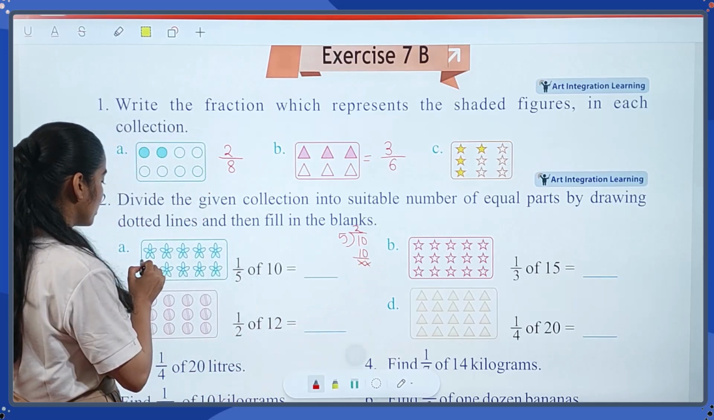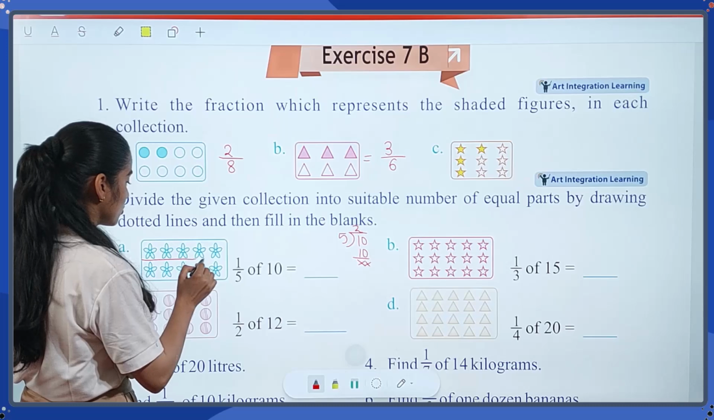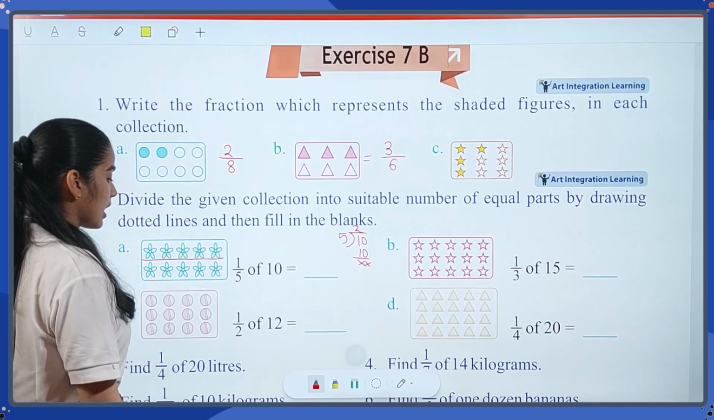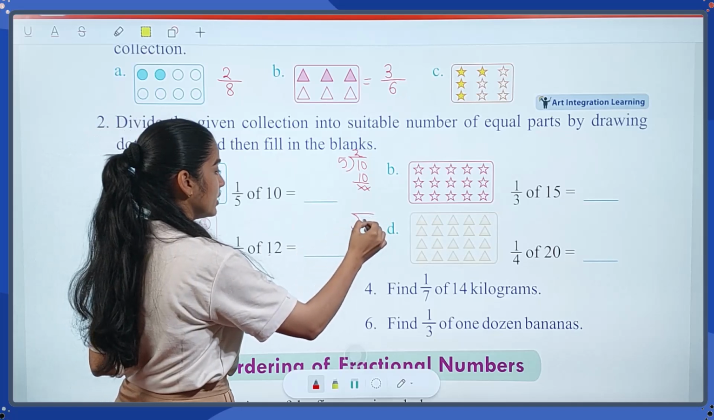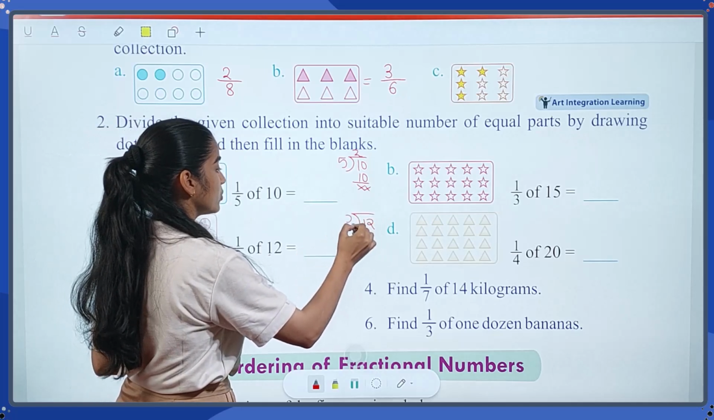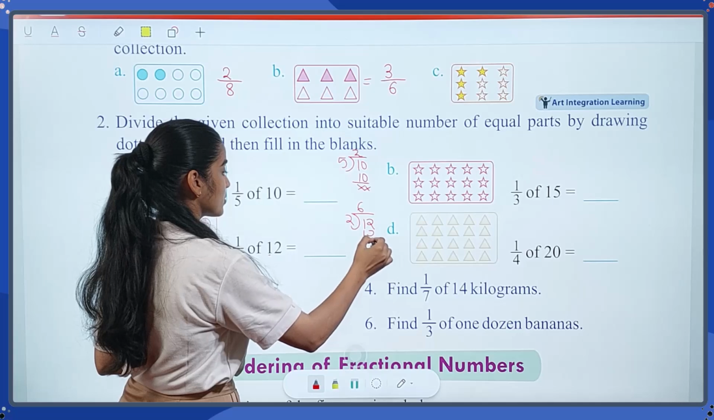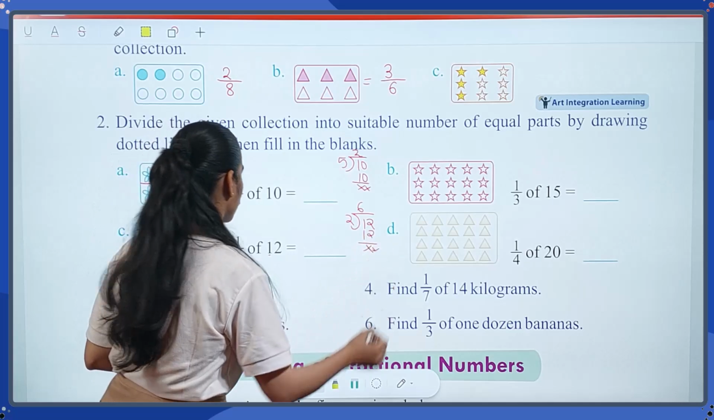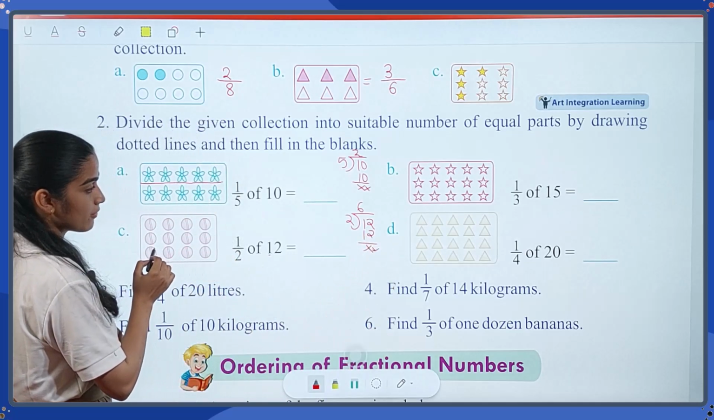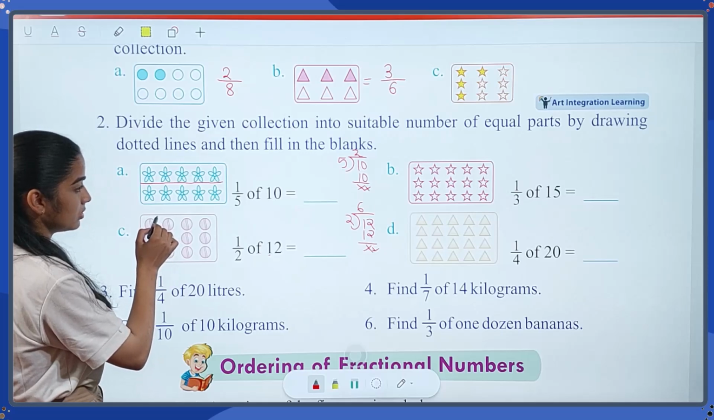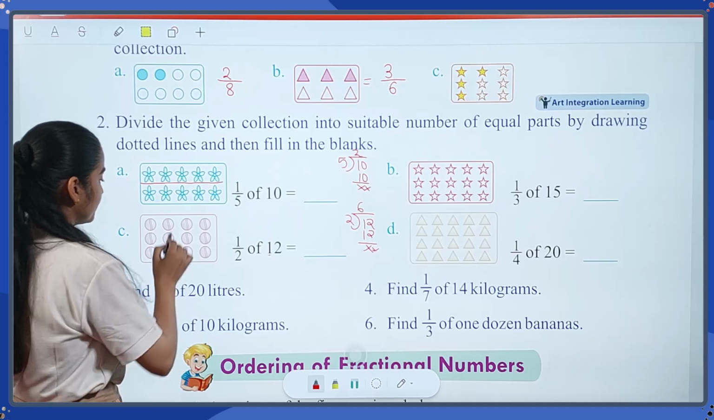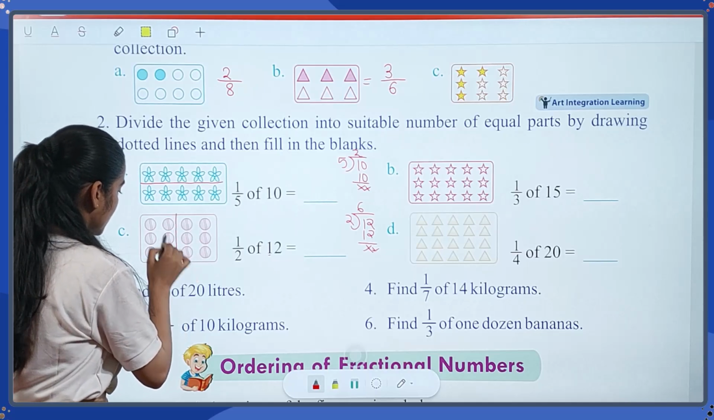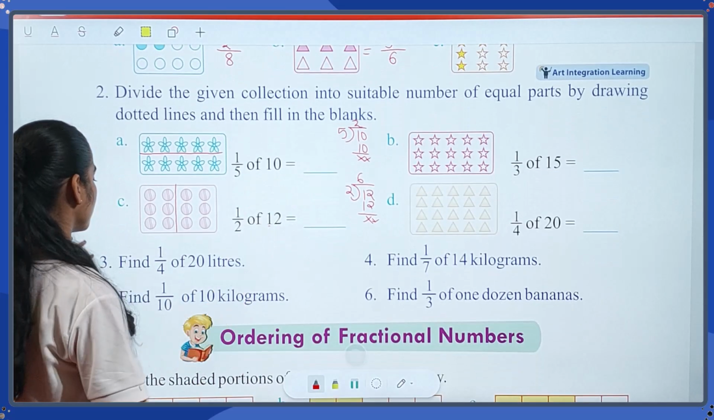Now I have to divide it into two groups. So you have to make a line like this. Now 12 divided by 2. So when you divide 12 by 2, you will get 6, because 2 6s are 12. So you have to select 6, like this. So you have to do this for the rest of the questions you have.